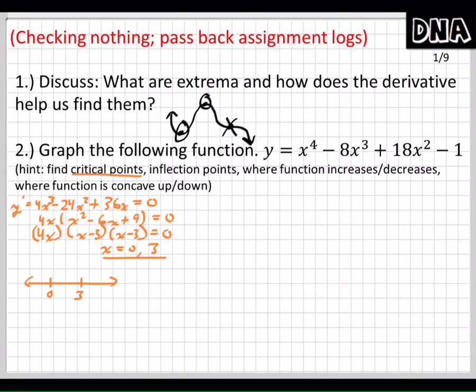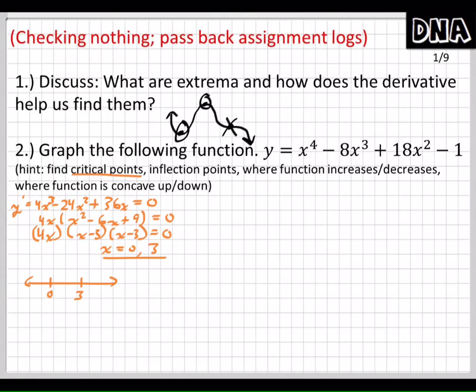Now if I want to find out if my curve right here that I'm trying to graph is increasing or decreasing, I just need to know whether the slope is positive or negative. Y prime gives a slope. So you could pick a number before 0 to see if the curve is decreasing or increasing right there. So let's pick -1. If I plug it into my slope equation, do I get a positive or a negative?